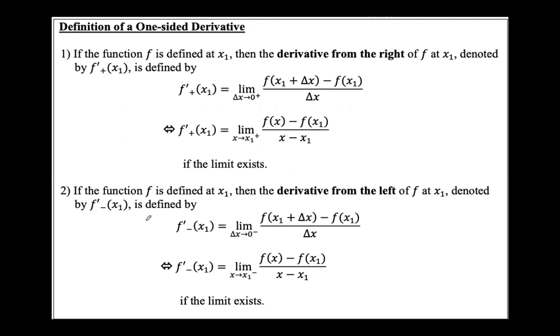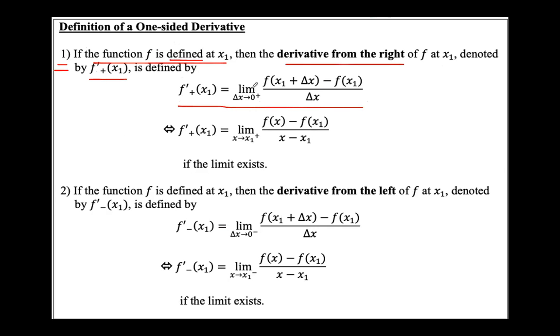Now, let's define the one-sided derivative. We will be using this definition to show that a given function is differentiable. The first condition is this: if the function f is defined at x1, then the derivative from the right of f at x1, denoted by this, is defined by this formula.